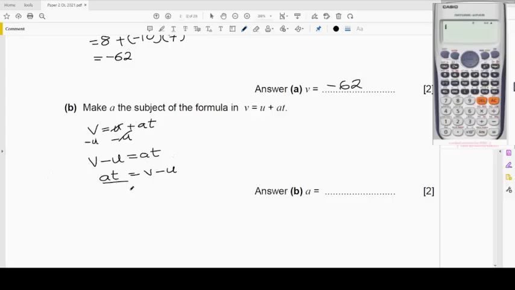We're going to divide by T because we want A to be alone. So divide by T. These two T's will cancel. So I have A is equal to V minus U over T. So write the answer over there, over T.